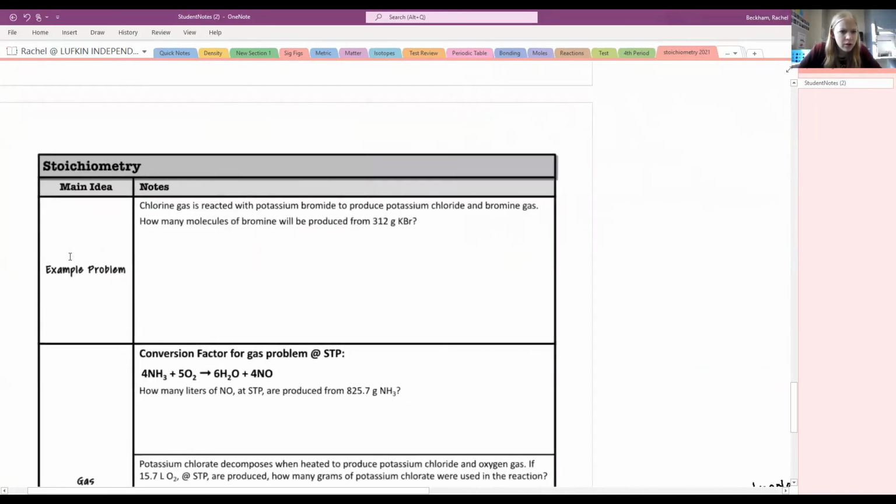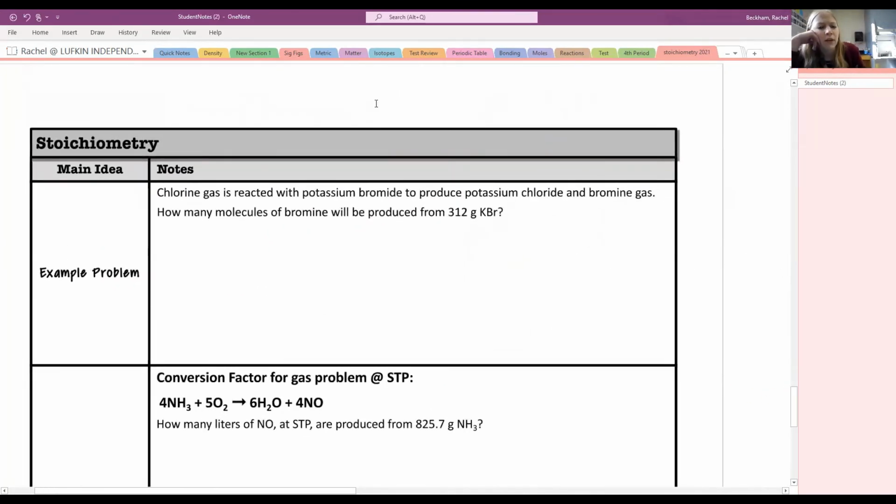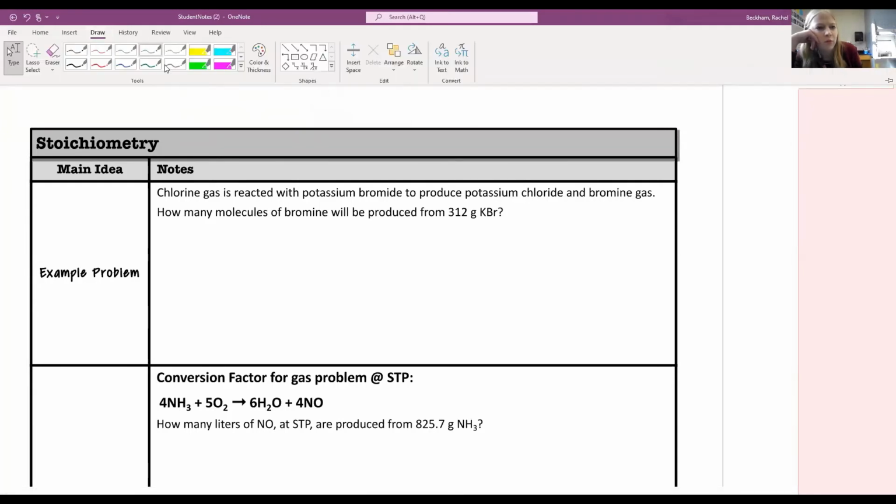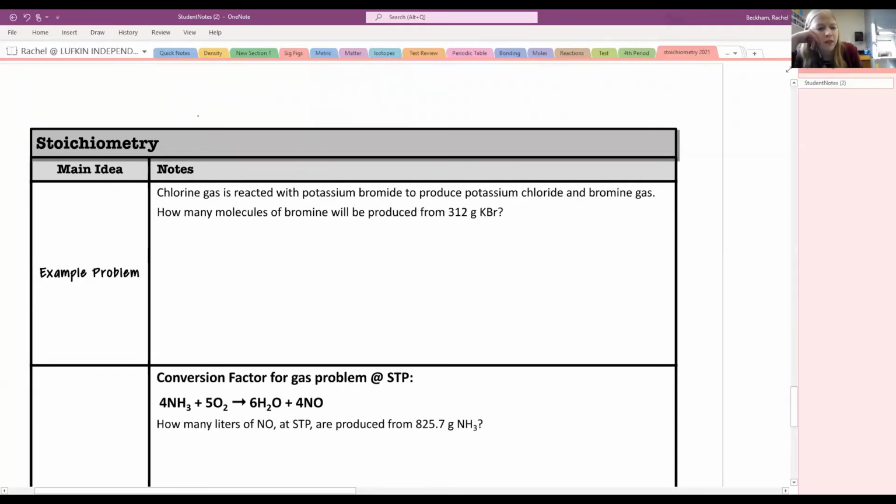All right, next one. We're on the next page now. Chlorine gas is reacted with potassium bromide to produce potassium chloride and bromine gas. So pause the video, write the formula for that right here, and then push play after a few minutes have passed and most people have finished it.